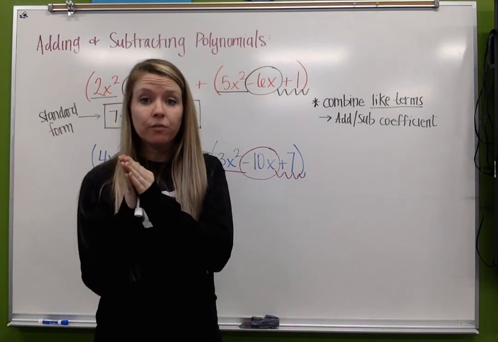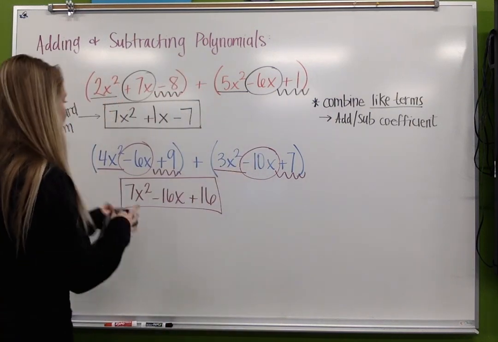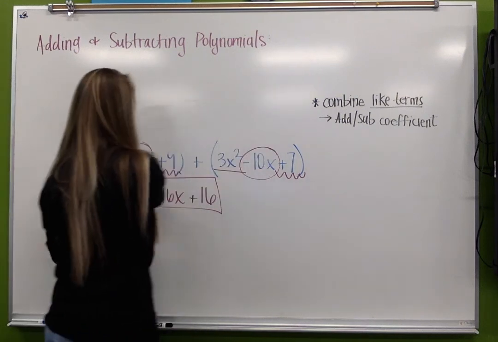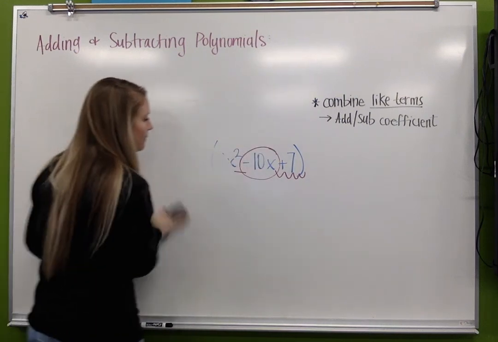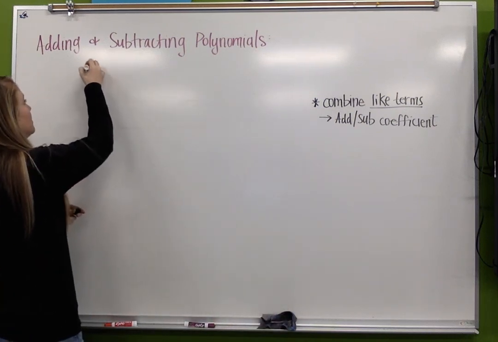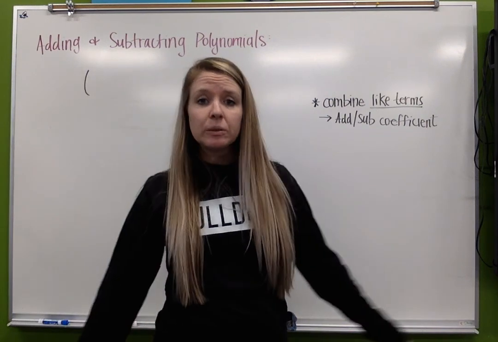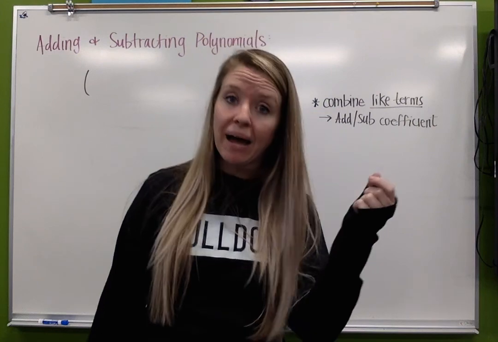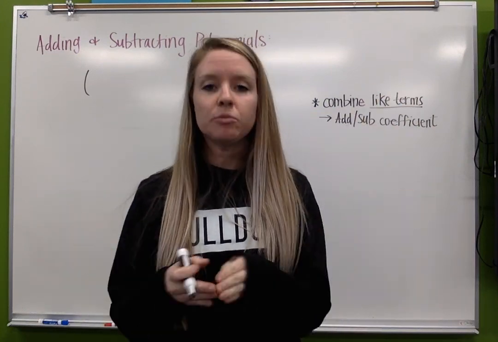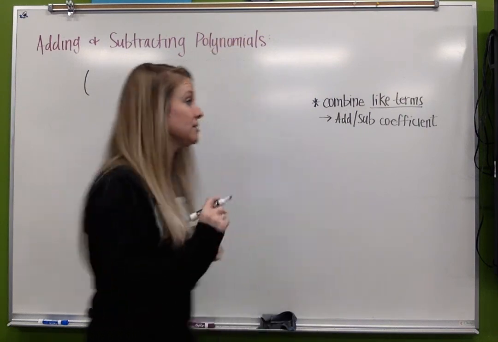Awesome work. Okay, that is adding our polynomials: combine like terms. Add or subtract the coefficients, keep the variable the same. All right, let's jump into subtraction. With subtraction, there is a little bit of a hint to make it a little bit easier. Because all we're doing with subtraction is we're still going to combine like terms. But instead of adding them together, we're subtracting them, so we have to be very, very careful with our signs.